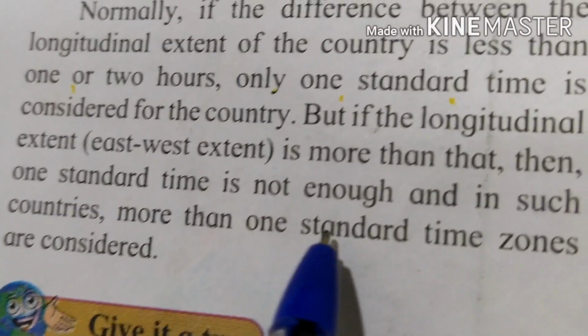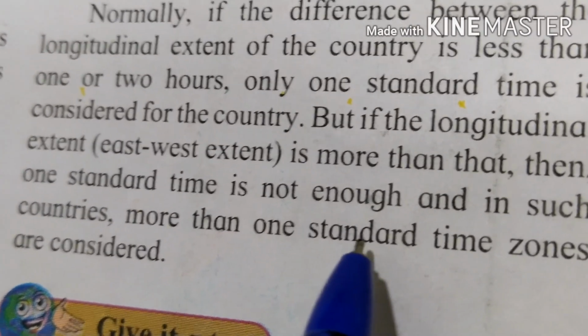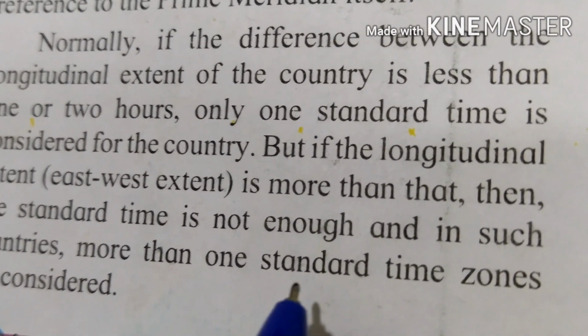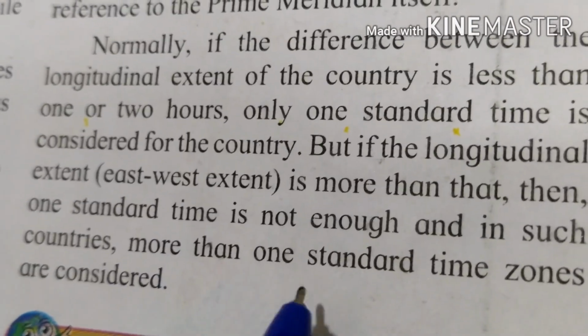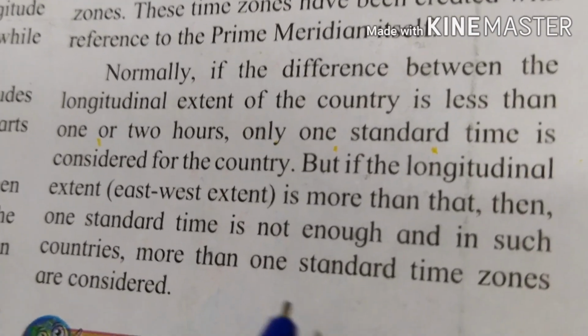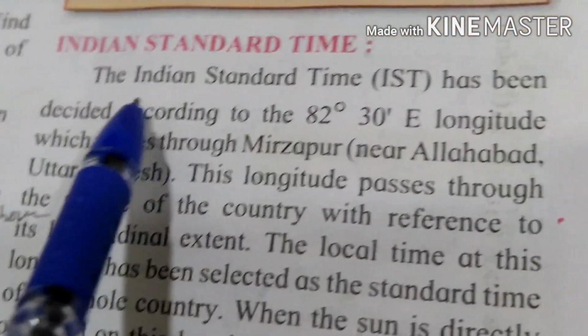For example, some countries are very big, for example, Canada. Canada has 6 standard times, okay, 6 standard times. We have only one standard time, but Canada is the country which has 6 standard times. Now, Indian Standard Time. We will see what this concept is.